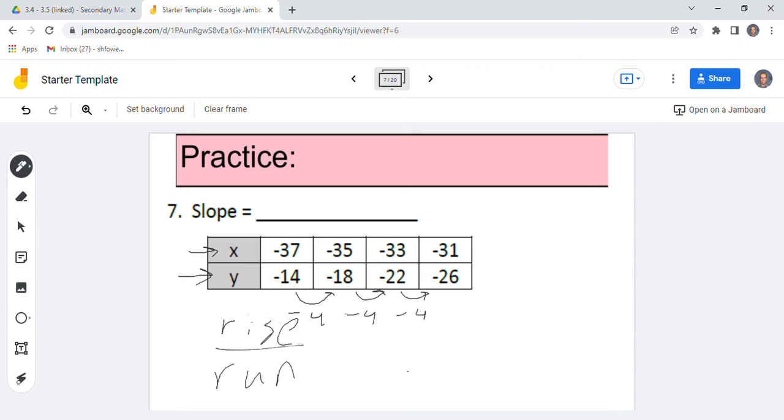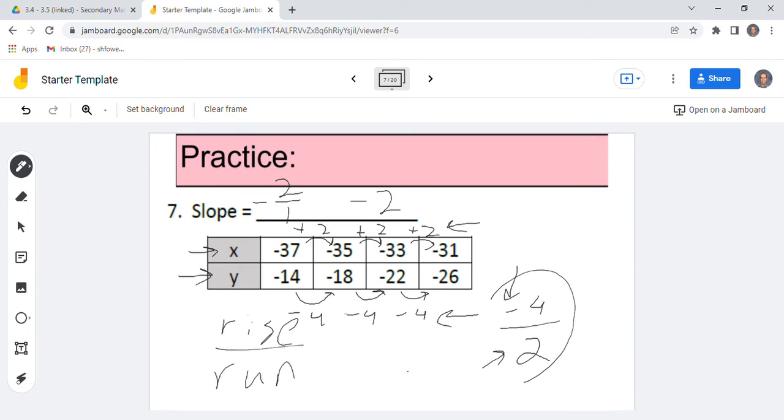The run will be x. So if we take a look at these x values and see how far they're going over, we can see that this goes up by 2, up by 2, up by 2, and that would give us our run for the slope. So rise over run will be -4 for the rise, and +2 for the run. That can be simplified. 2 goes into both of those. So we could write this as -2 over 1, and it will be negative because negative divided by positive is negative. Or we could just write that as -2 because -2 over 1 equals -2. Either one would be fine. Or -4 divided by 2 is also -2.